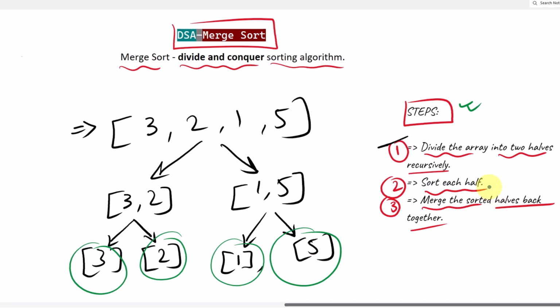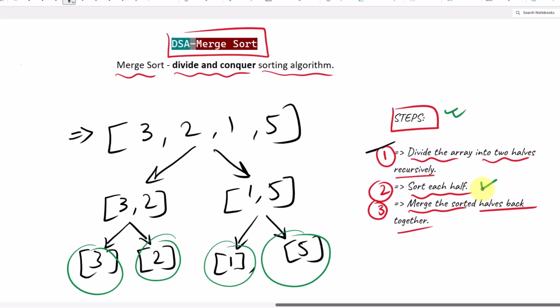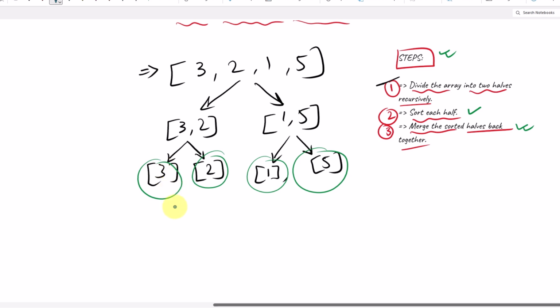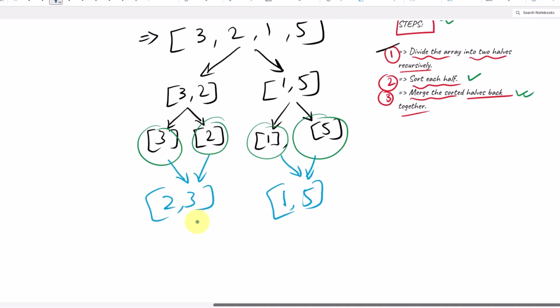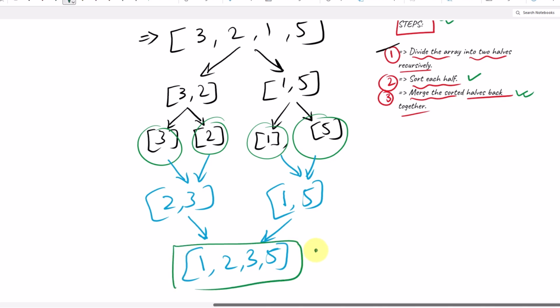Now all we have to do is sort each of the halves, and then merge them back together. So here we're going to merge these two subarrays. 2 and 3 will be sorted and merged. Similarly, the others will also be merged together. So 1 and 5 will be sorted and merged. And finally, we have to merge and sort these two arrays. So here we're going to have 1, 2, 3 and 5. And you can see our array is sorted. This is the final output of the merge sort.